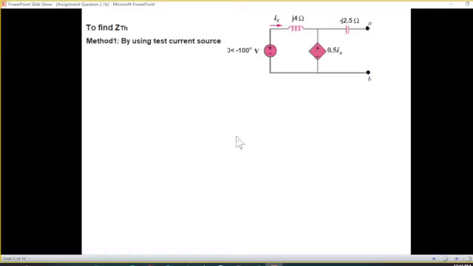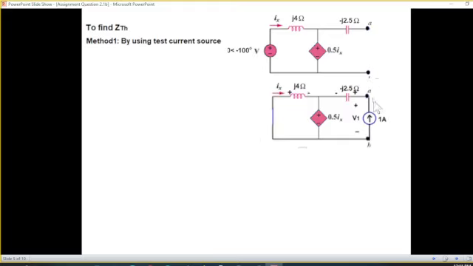So we will be using a test current source here. We are using a 1 ampere test current source, and we have already shorted the voltage source. So we need to solve this circuit. And Z from here we know is V over I. So in our case, Z Thevenin will be V1 divided by I, where I is 1. So V1 divided by 1 is simply V1. All we need to do is find V1 from this circuit.